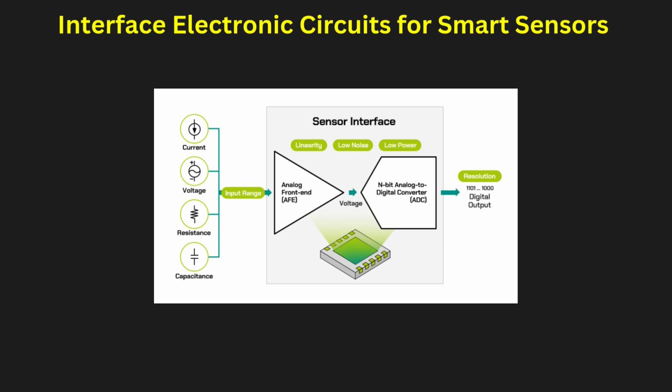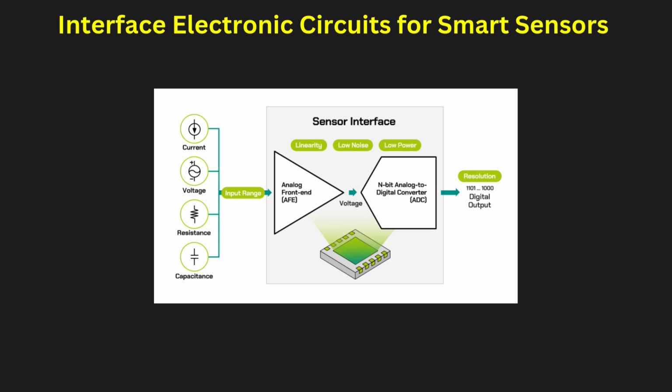At first, interface electronic circuit for a smart sensor. Interface electronic circuits act as the crucial link between the smart sensor sensing element and the IoT system. These circuits handle signal conditioning, amplification, filtering, and analog to digital conversion. Since sensors detect physical changes, their signals often require amplification and noise reduction before further processing.